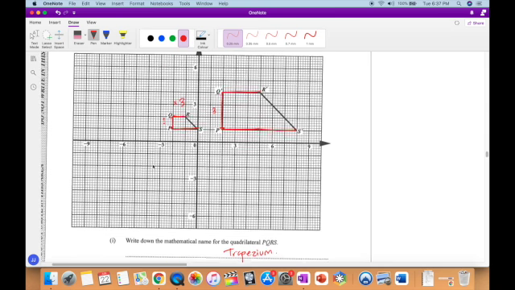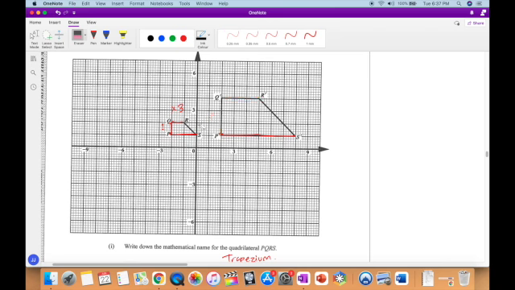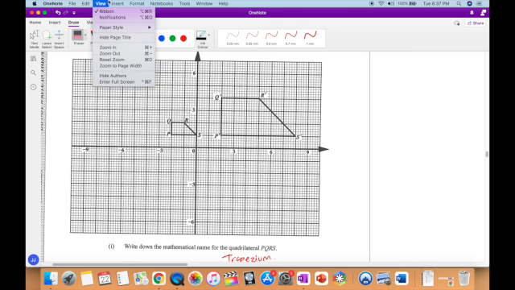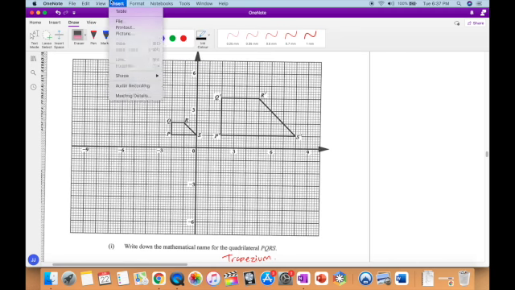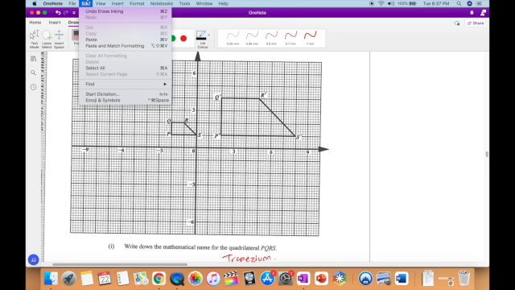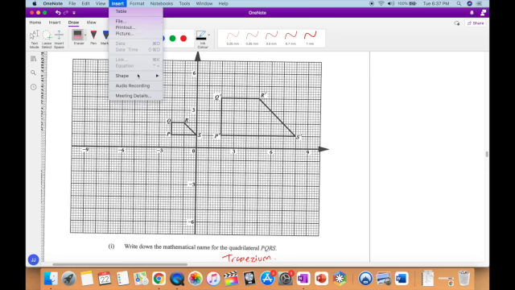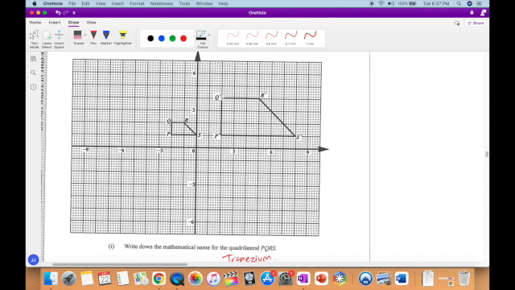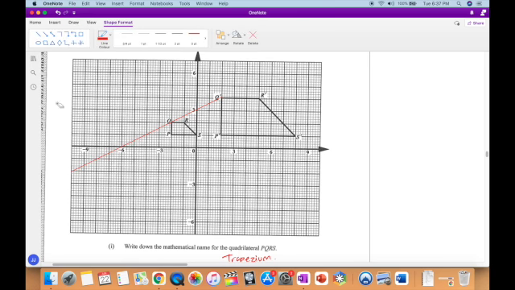Now to find A and B, I think I can draw straight lines here, but I might get it wrong because my straight lines aren't really that great. How do I get a straight line? Edit, insert, shape, line. Nice. So what I need to do is take this Q here and connect it to that Q there and extend it. And I hope that that is it.